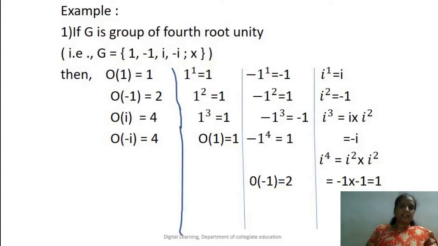Next, let us take the element i. Again the same concept. i to the power 1 is i, i squared is -1, i cube is -i, and i to the power 4 is 1. In the powers of i, we get all the elements present in the group, that is i, -i, 1 and -1. That means this particular element i generates all the elements in the group.